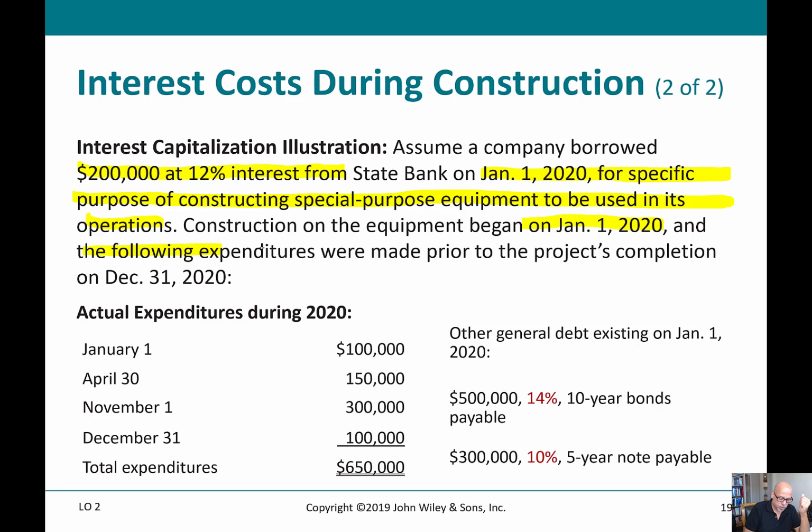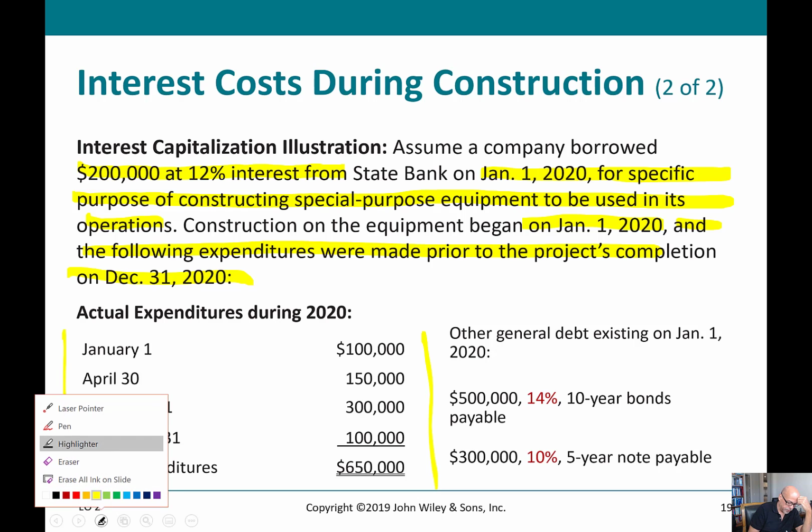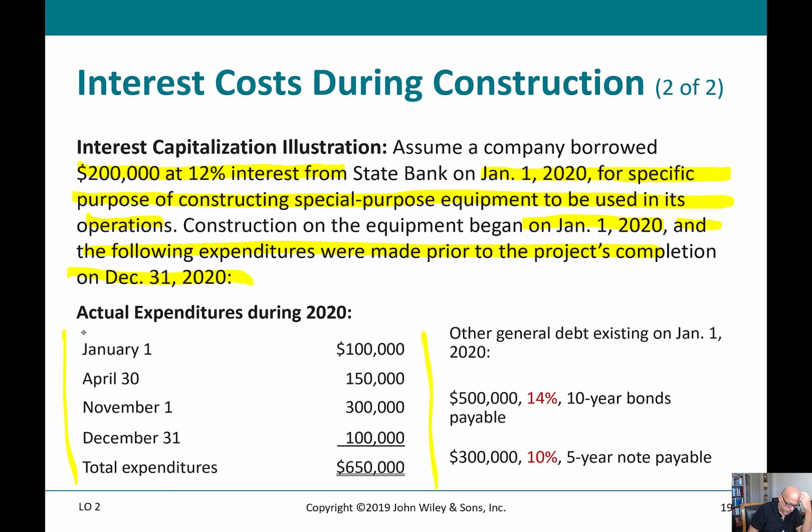But the activities began, and they tell me what the expenditures are through December 31st, 2020. We're going to use this information to help us calculate the weighted average of accumulated expenditures. So I'm just going to put a little note up there: used to calculate weighted average of accumulated expenditures. And guys, my writing has never been good, and it's even worse with the tablet, so just listen to my voice.